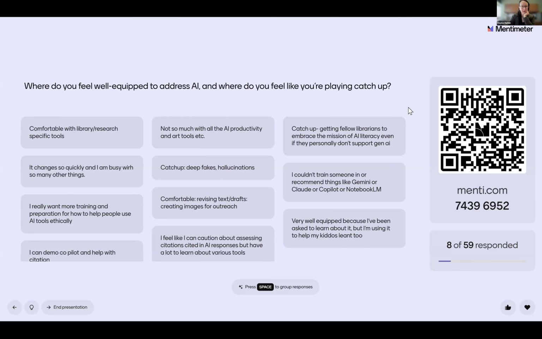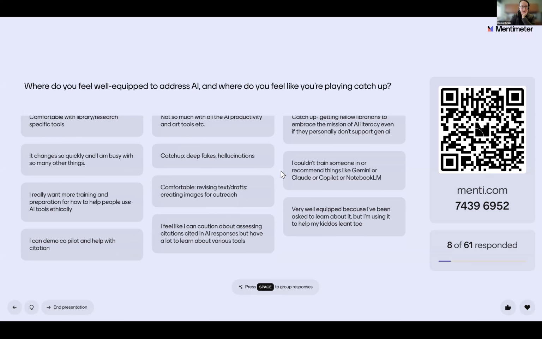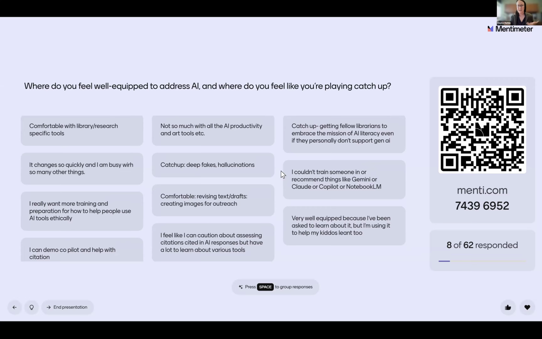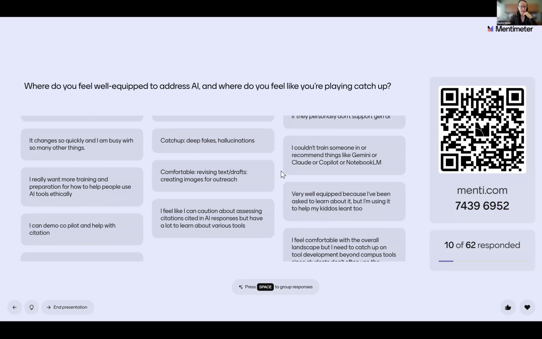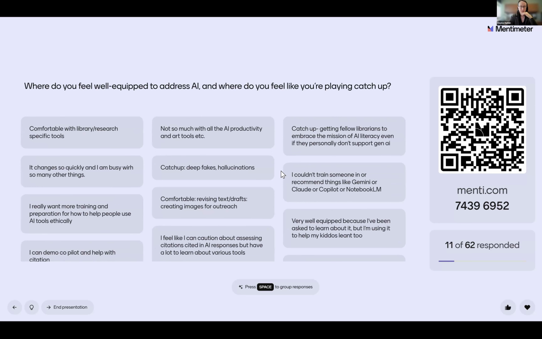So to take a look at how we're feeling, comfortable with library research specific tools, it changes so quickly and so busy with other things. That really resonates with me. Yeah. I really want more training and preparation for how to help people use AI tools ethically. And I didn't even talk about that piece of it, is that we spent the end of 2023 and the first part of 2024 doing a lot. Our Coalition of the Willing was doing a lot of trainings for library staff so that we felt prepared to answer those kind of questions. So that was like step one before we could even offer workshops. Demo Copilot, help with citation. Yeah, again, things change so quickly, it's hard to keep up.